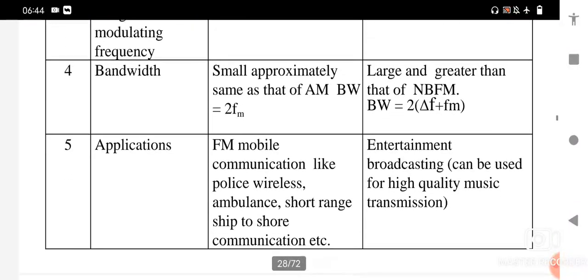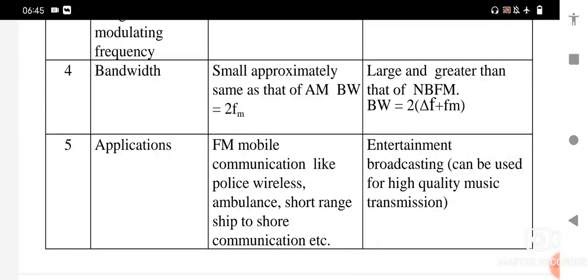And what are the applications of NBFM and WBFM? We use narrowband frequency modulation in FM mobile communications, like police wireless, ambulance, short range and ship to shore communication, etc. So these are the applications of narrowband frequency modulation.